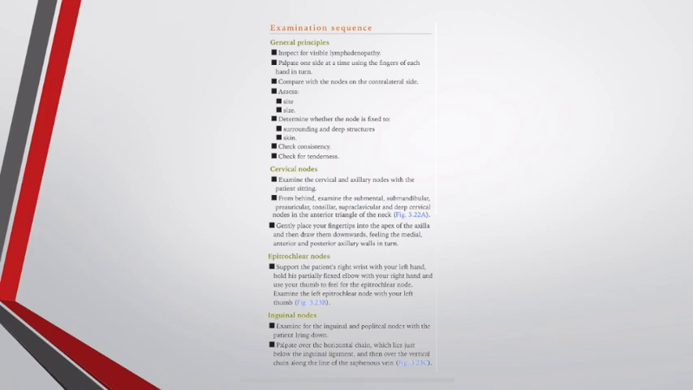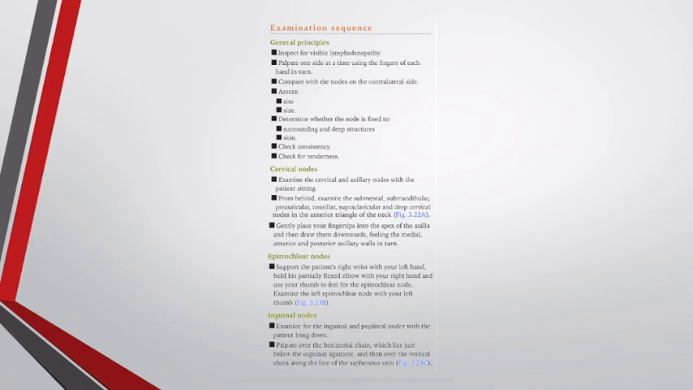Then we'll move down the body to examine lymph nodes into the epitrochlear nodes. These are at the elbow. We support the patient's right wrist with our left hand, and we're going to hold the partially flexed elbow with our right hand and use the thumb to feel if we can find any lymph nodes swollen there. Okay, so we use our left thumb to examine their left epitrochlear area and our right thumb to examine their right epitrochlear area.